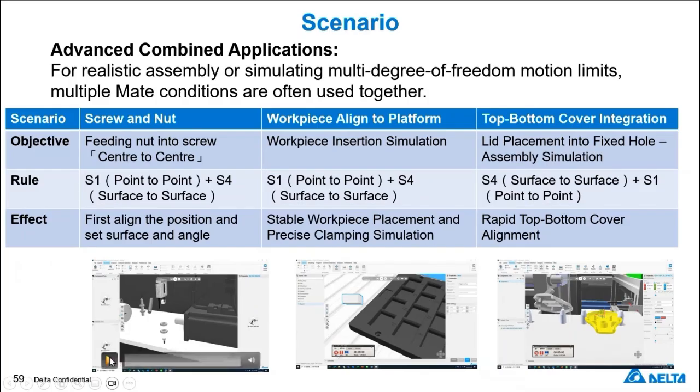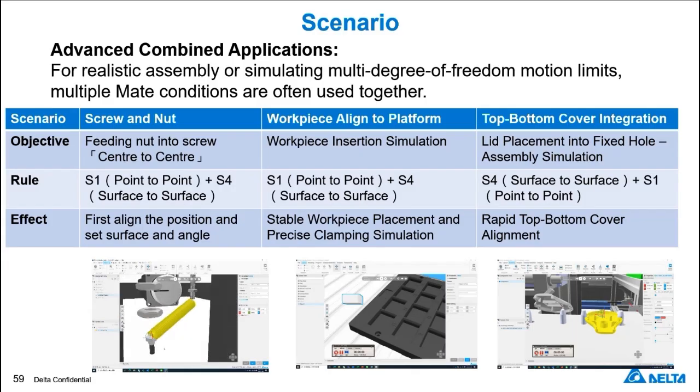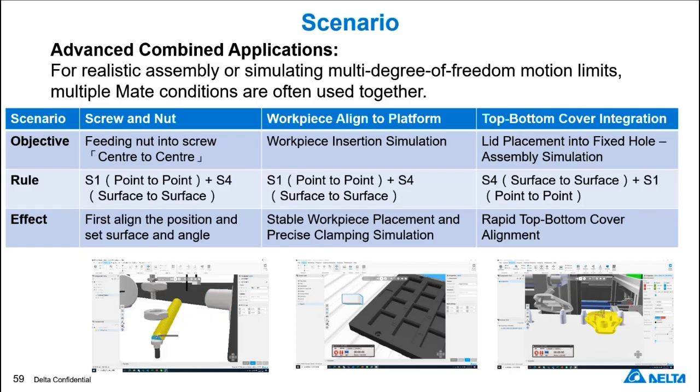Like here's some example. The first thing is you want to just combine screw and nut. You can use our snap function. Like here we just select the surface up here and also another top surface of the screw. You can just combine it by using our mate function.